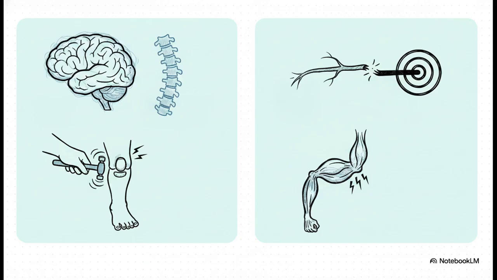Think about it. Upper motor neurons are the pathways from the brain down through the cord. Damage them, and the brakes are completely off. This leads to spasticity, hyperreflexia, and a positive Babinski sign. Lower motor neurons, though, are the actual nerves traveling out to the muscle. Cut them, and the connection is just gone, resulting in flaccidity, severe muscle wasting, absent reflexes, and fasciculations.